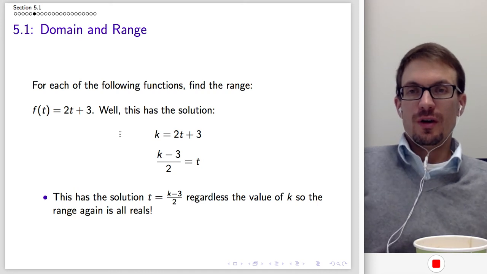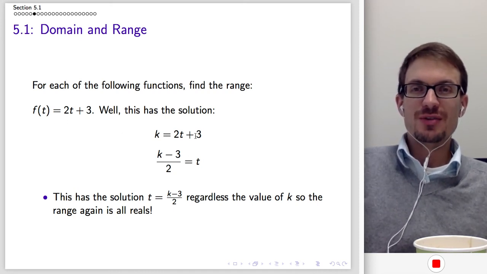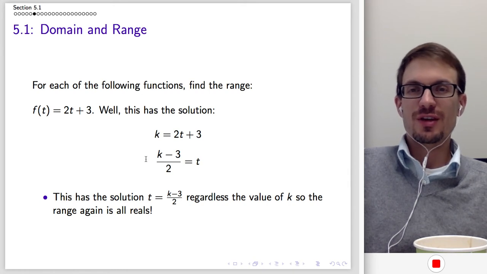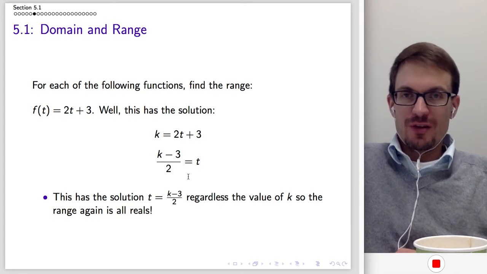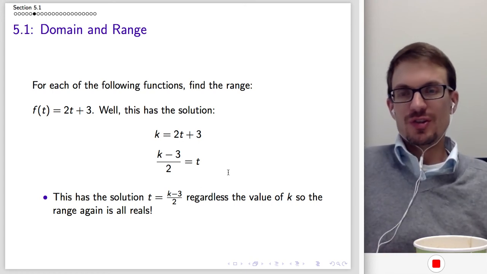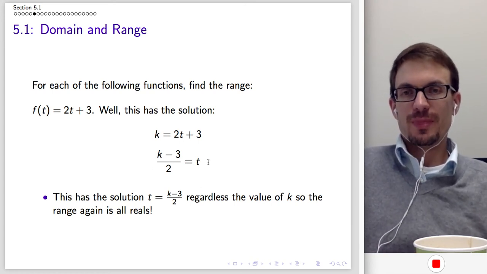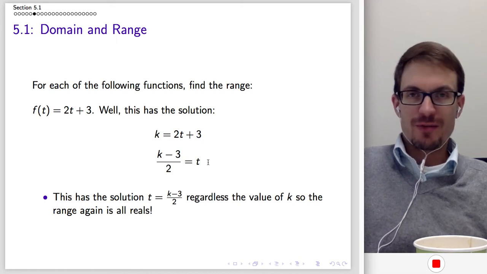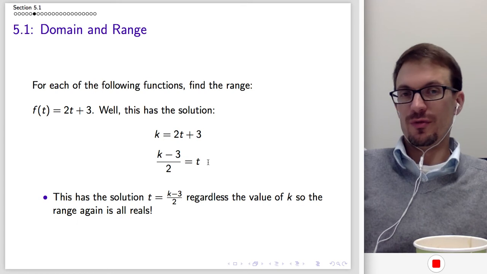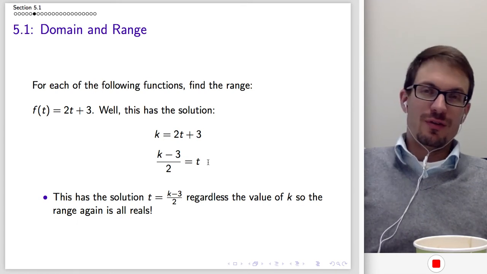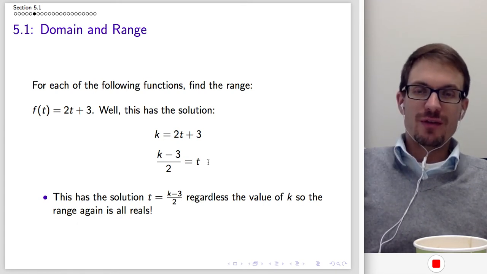All right, so f of t is equal to 2t plus 3. This has a solution, k equals 2t plus 3. Solve for t: (k minus 3) over 2. Again, regardless of the value of k, this is going to have solutions. So the range is, again, all real numbers. We don't have a divide by 0 error. We have a fraction, but there's no possible way we're dividing by 0. We're dividing by 2, and we don't have a square root of a negative number.